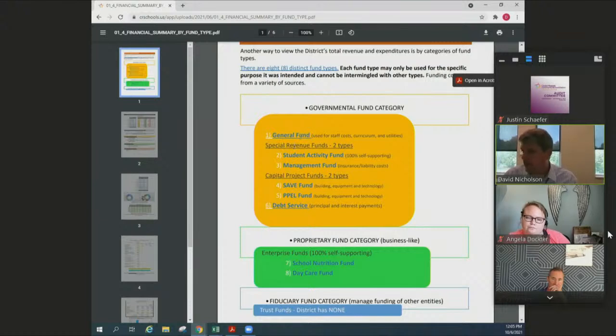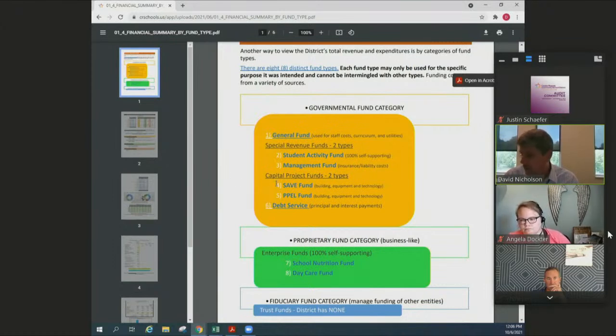We have special revenue types. There are the student activity fund and the management fund, our special revenue. The management fund basically takes care of our general liability insurance and unemployment. If we have a lawsuit where we have to pay something from our district, that gets paid out of the management fund.